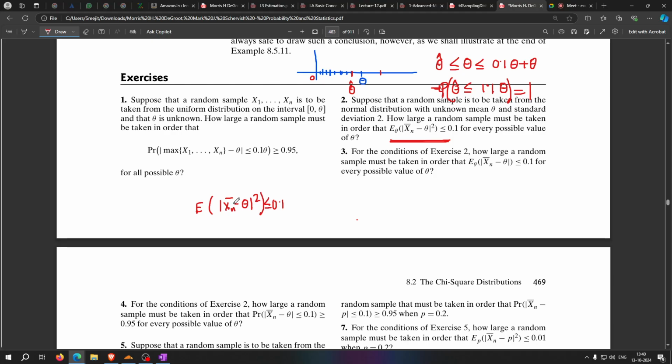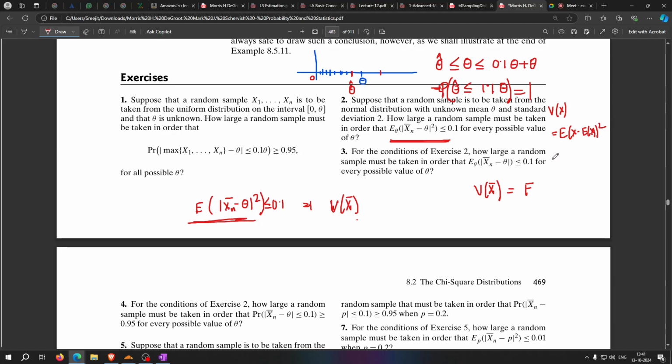Okay. So here they have asked what the expectation of this should be, less than or equal to 0.1. Now what is the expectation of this? It is just the variance of x bar, right? Because what is the variance of x bar? What is the variance of any variable x? It is the expectation of x minus expectation of x, squared, right?